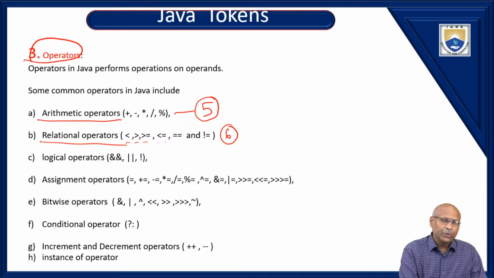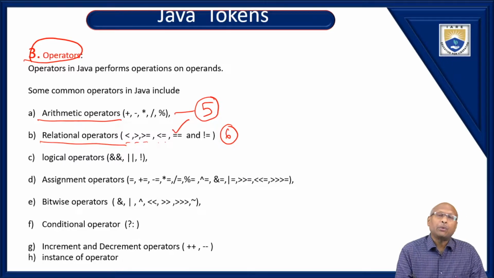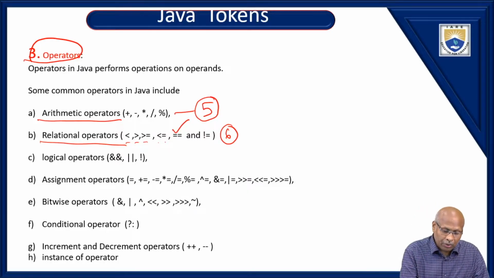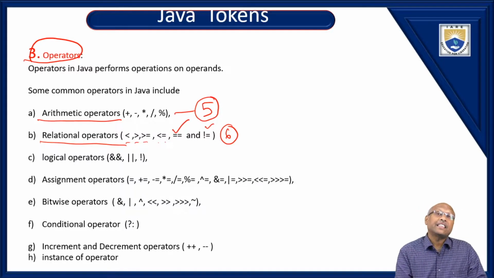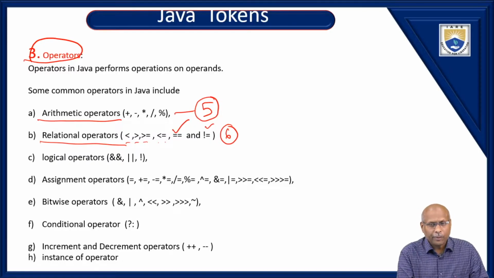So you can use 6 relational operators whenever you want to compare the data. If the data is less, use the less than operator. If the data is more, use the greater than operator. If the data is less than or equal to, then use less than equal to. If you want to compare whether both are exactly equal or not, then you can use the equal to operator, that means double equal to. If you want to check whether both are not equal, then you can use not equal to. So like this, there are 6 relational operators. You can use these whenever you want to compare the data.